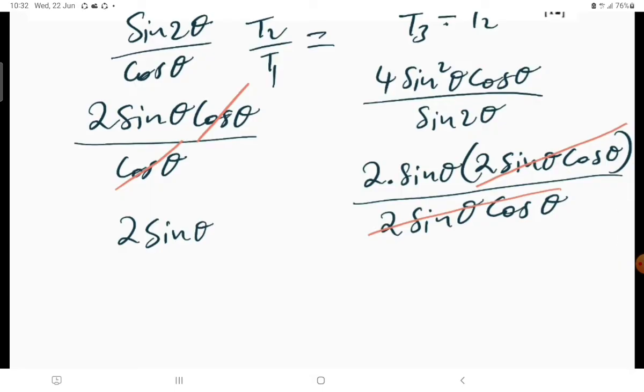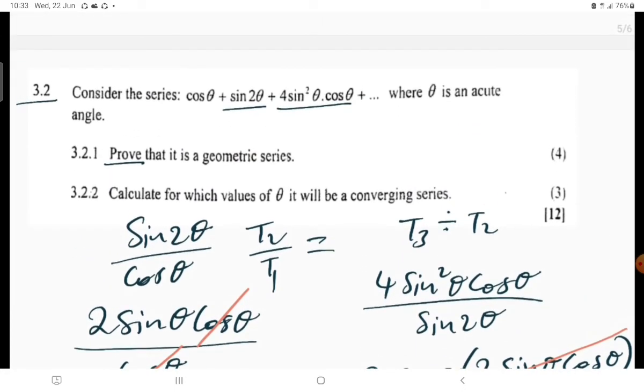after that you can see that these two things are equal to each other. Therefore this is equal to that one, so this ratio is now common. It means that this is a geometric series. If you get the common ratio, which is 2 sine theta, then this is a geometric series, because this ratio is common.